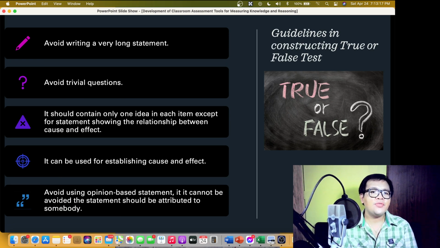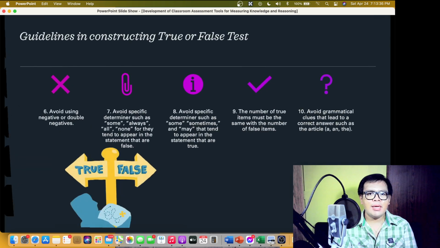First, avoid writing a very long statement. Avoid trivial questions. It should contain only one idea in each item, except for statements showing the relationship between cause and effect. It can be used for establishing cause and effect. Avoid using opinion-based statements, unless the statement is attributed to somebody.